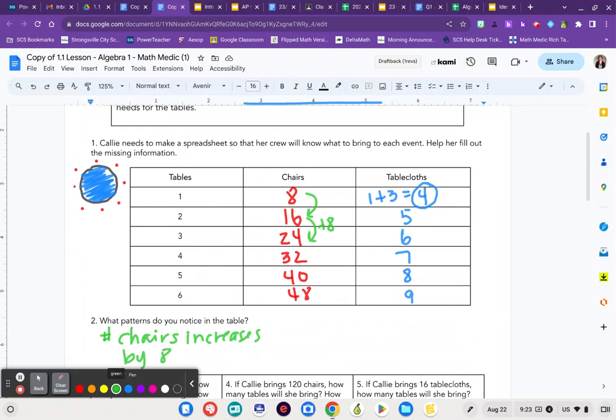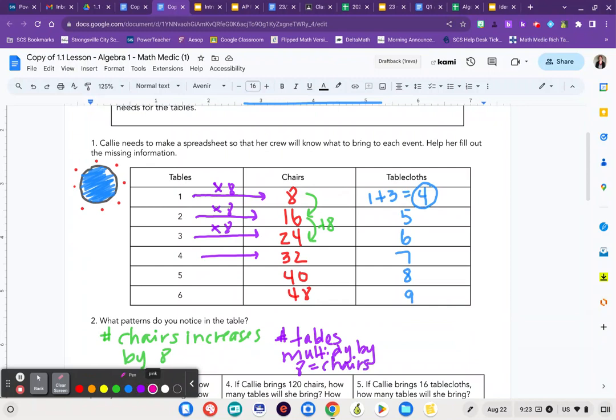I also notice moving this direction that however many tables there are, if I multiply the tables by 8, right, 8 chairs per table, I'm going to get the total number of chairs. So tables times 8 gives me chairs. So I could say number of tables multiplied by 8 equals my chairs.